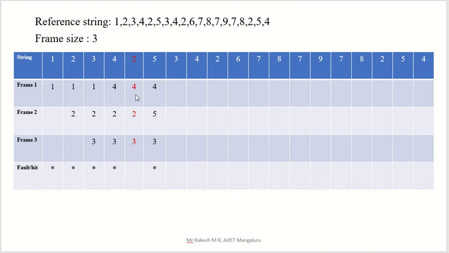Which one came first out of these, I have to replace that. 5 came here, and since 5 was not there earlier, I had to take it from secondary memory, so that is also a page fault. Mention a star here. Then I will go for another one. 3. Is entry 3 here?